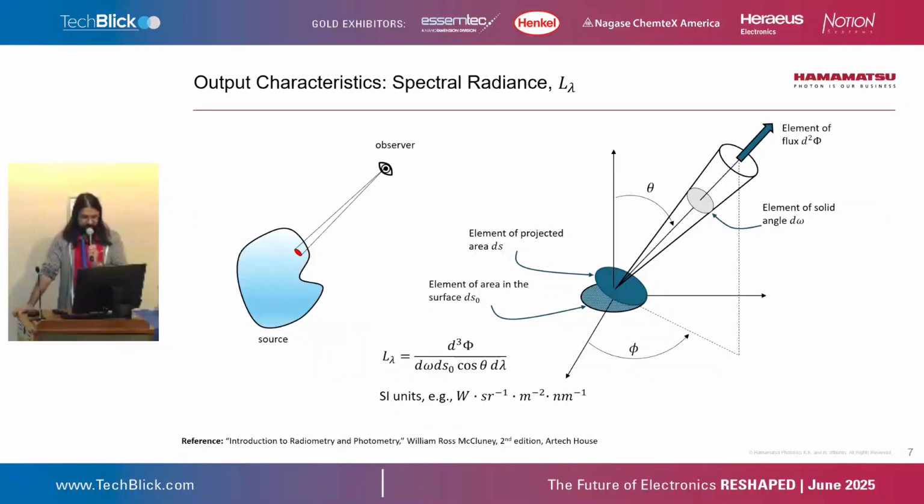Okay, so the first parameter that we're going to examine is a spec called spectral radiance. Spectral radiance is a measure of the amount of light emitted by a light source at a specific wavelength per unit area per unit angle. In other words, this parameter tells you how much a light source emits at different colors or wavelengths.